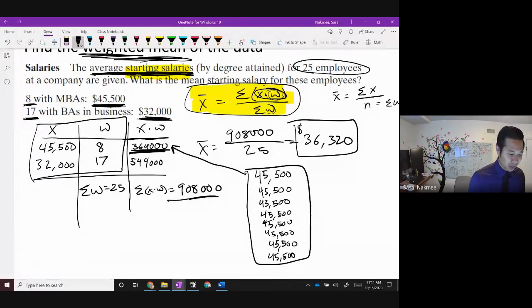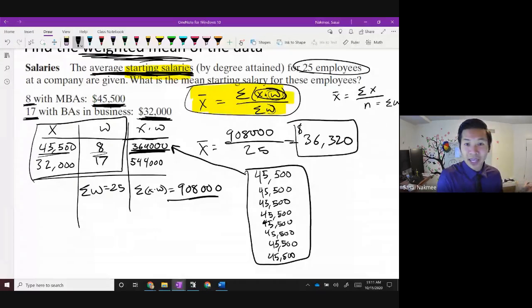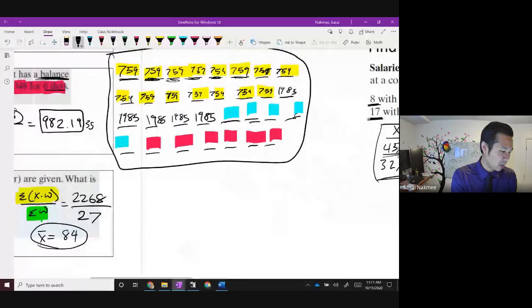Instead of writing this all down, because there are 8 people that get paid this amount, you're just doing 8 times that. And that gives you the same thing as if you were to add this up 8 times. Hopefully that makes sense. And if it doesn't, if that just made you more confused, ignore what I just said, and we're going to move on and hopefully you get it the way that we were doing it earlier. Okay? So that's all the weighted mean is. It's just a way to help you calculate it.